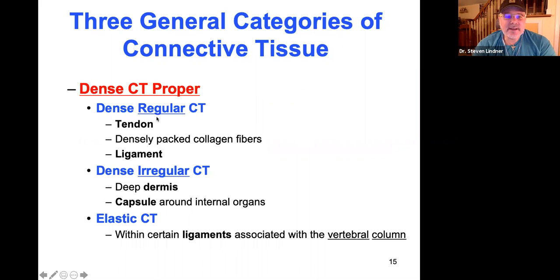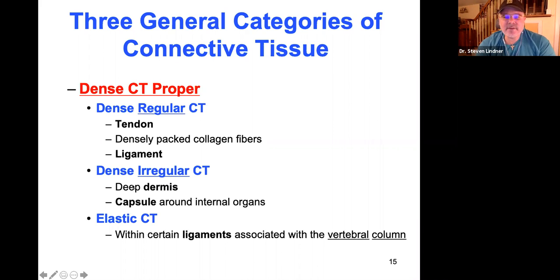Then we have dense connective tissue. Muscles, tendons, ligaments. These are dense, regular connective tissue. This is where you have collagen fibers that are very closely and tightly packed together. So it looks very, very dense and regular. But when you have these collagen fibers that are not closely packed in parallel direction and forms, but are in multiple directions, they're called irregular. So you have regular and irregular.